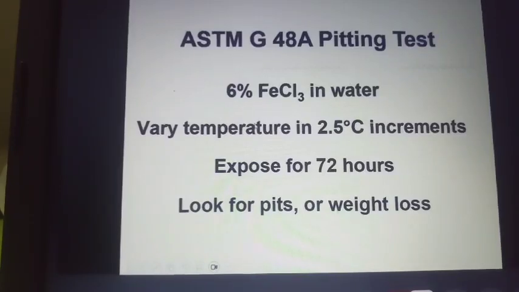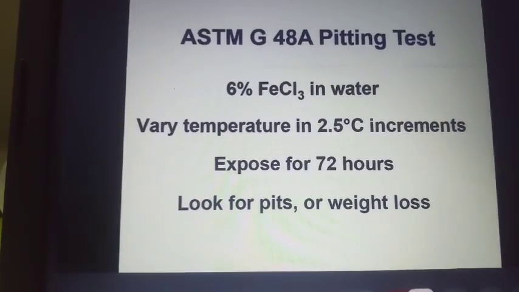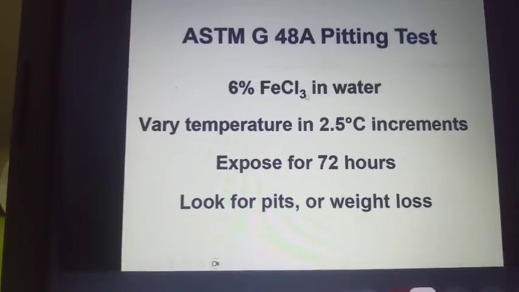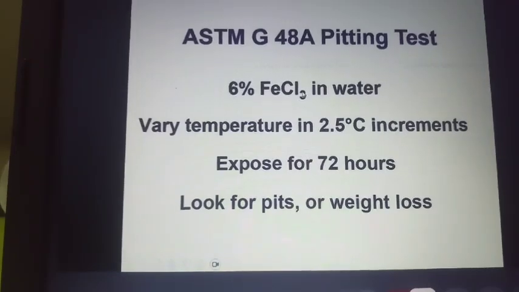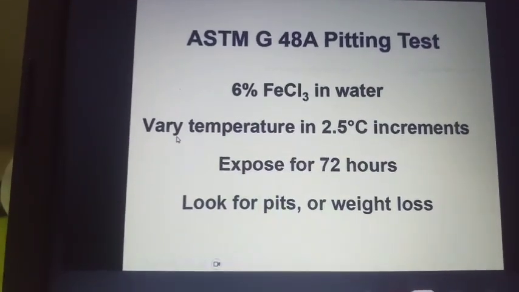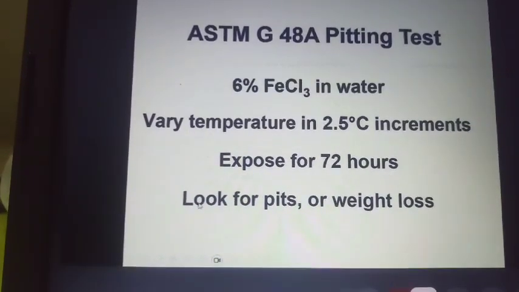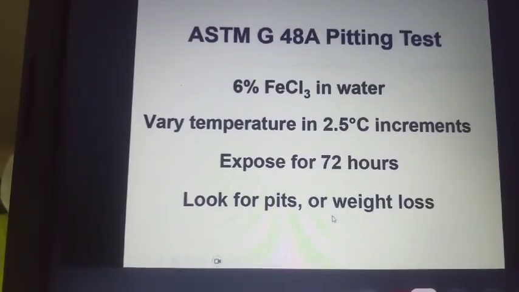Okay, now to ascertain pitting in a laboratory test, we have the G48 method A, that is 6% ferric chloride in water. Ferric chloride is very corrosive because this is an oxidizing solution. We start from 20 degrees and then increase by 2.5, 2.5, 2.5, expose for 72 hours, look for pits or gauge the weight loss.